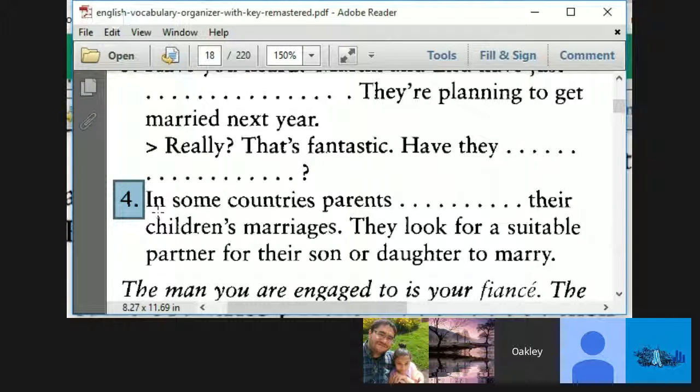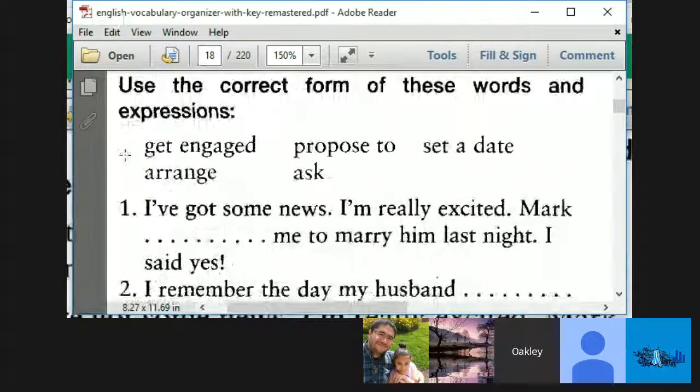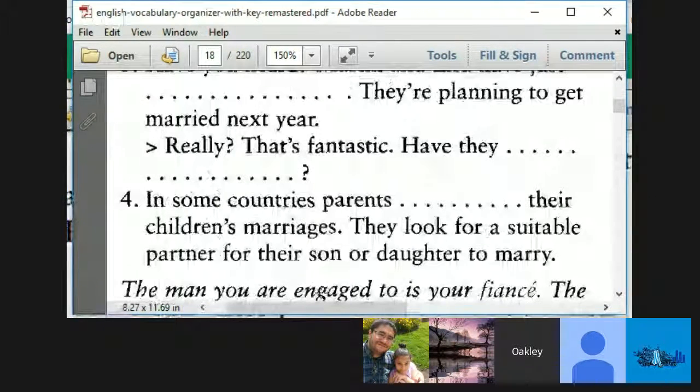I'm gonna move on to Mustafa here, number 4. In some countries, parents arrange their children's marriage. They look for a suitable partner for their son or daughter to marry. Arrange. Yeah. Okay. As per my conversation with Sam earlier, actually. That's right. How about where you live? Are arranged marriages common, Mustafa, in Iraq?